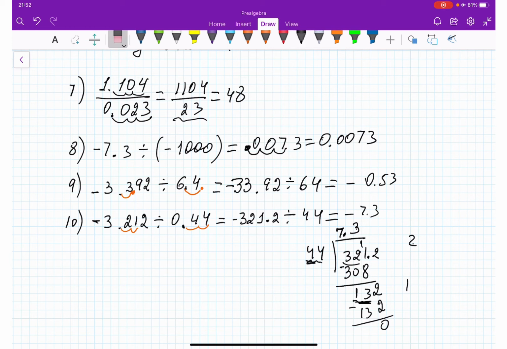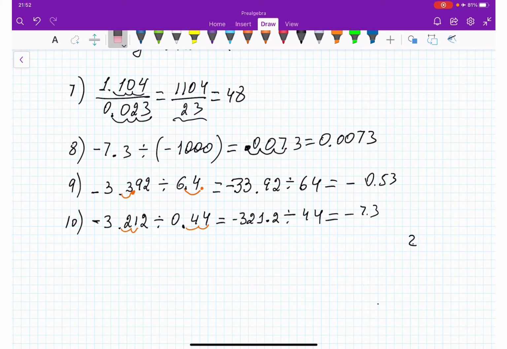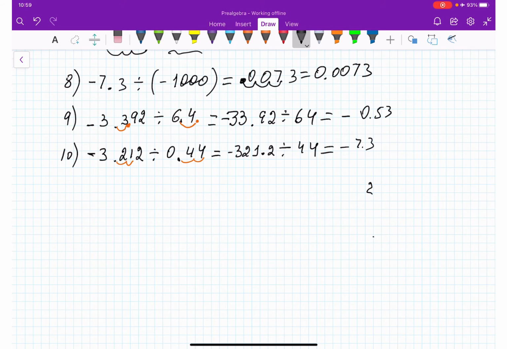Let me clean this. Okay, question number 11. 440, and 13th, we divide by 10,000. Okay, well, let's see.